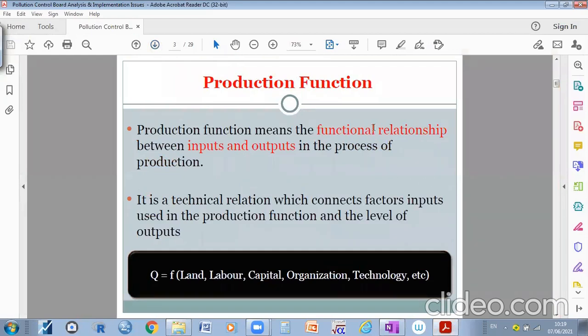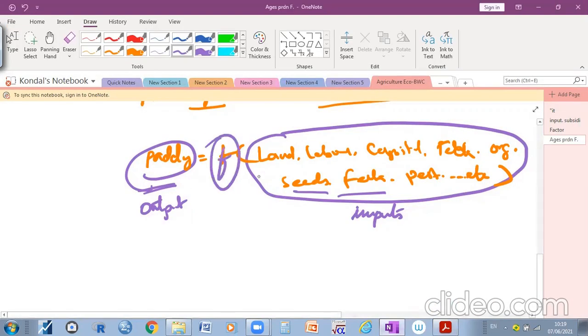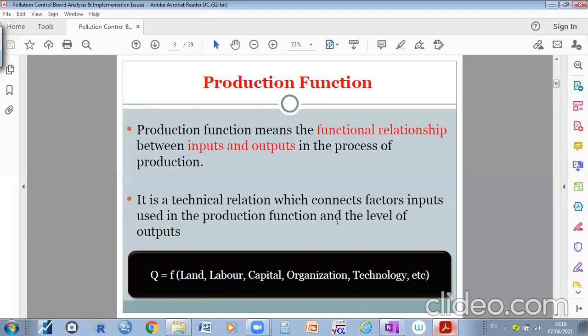See here, the production function means the functional relationship between inputs and output in the process of production. In some books it may be mentioned as functional relationship, nothing but function. Earlier we wrote that the function F is the functional relationship between these two. So it is a technical relationship which connects the factor inputs used in production and the level of output. Q is output as a function of land, labor, capital, organization, technology, etc. We should also mention seeds, fertilizers, pesticides, the other inputs which can be used to produce the output.